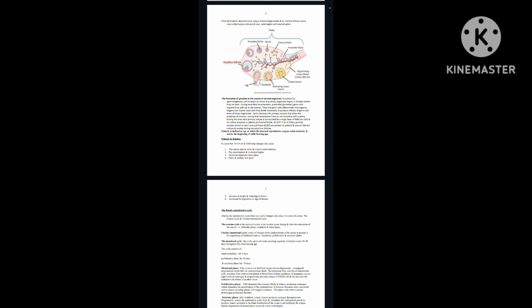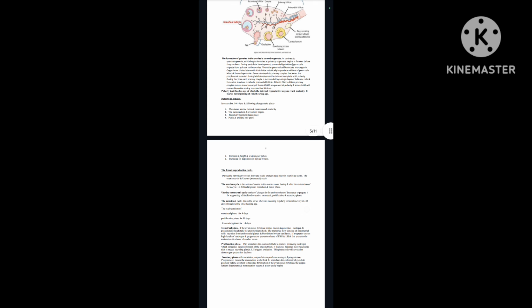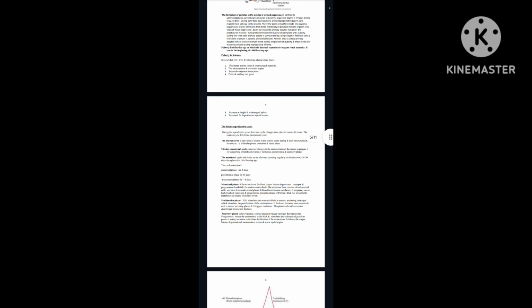At birth, 20 lakh primary oocytes remain in each ovary. Of these, 14,000 are present at puberty, and around 400 will mature and ovulate during the reproductive lifetime. Puberty is defined as the age at which the internal reproductive organs reach maturity. It marks the beginning of the childbearing age. Puberty in females occurs at 10 to 14 years. The following changes occur, you can read.